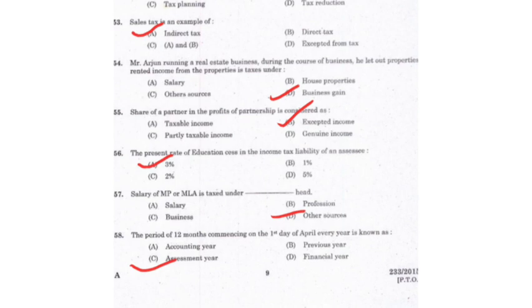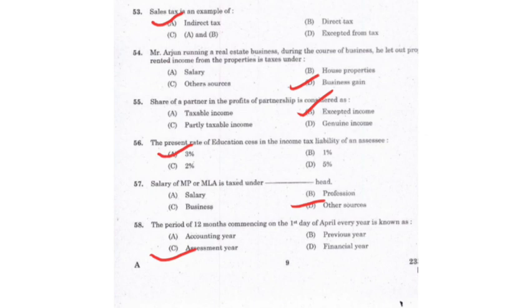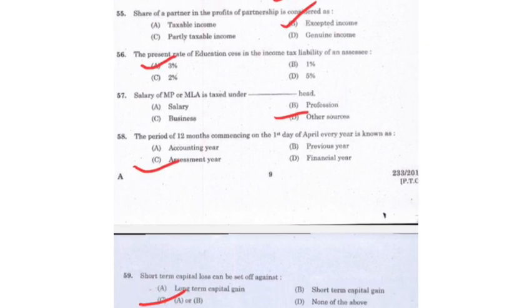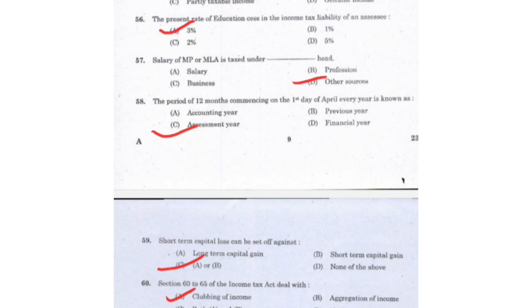The present rate of education cess in the income taxability of an SSE is 3%, but now it is 4% education cess. And the salary of MP or MLA is taxed under dash head, income from other source. The period of 12 months commencing on the first day of April every year is known as accounting year, previous year, assessment year, and financial year. And here the answer is assessment year.